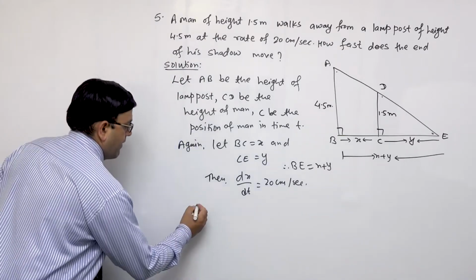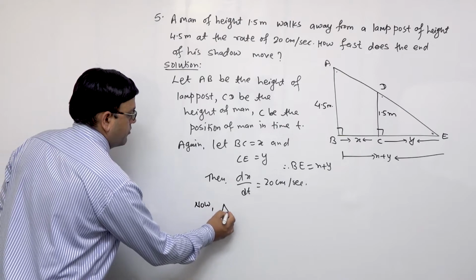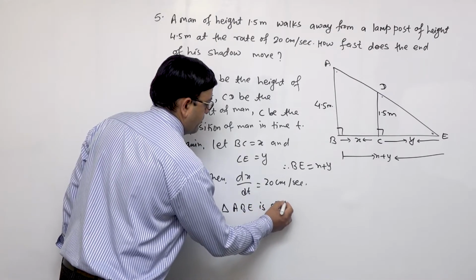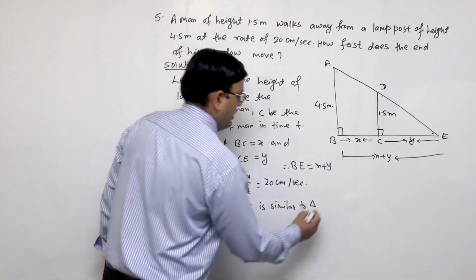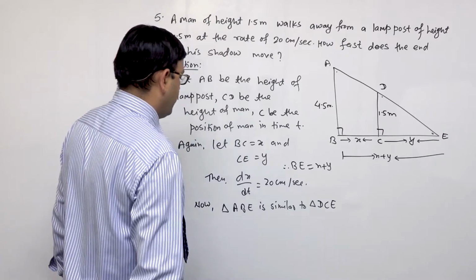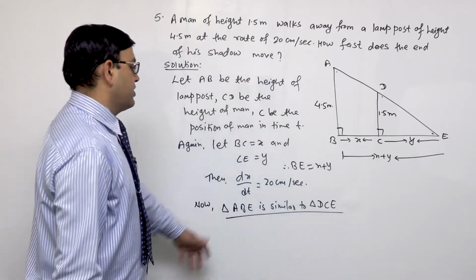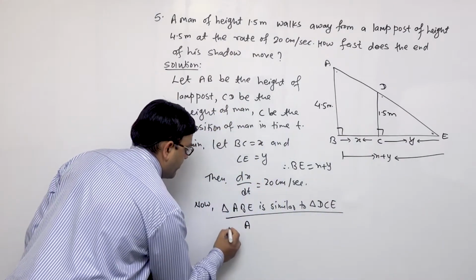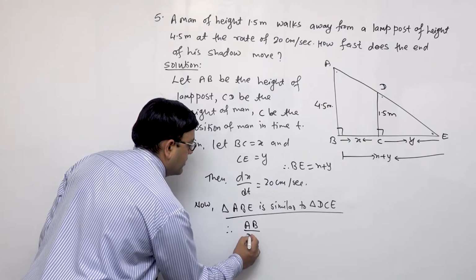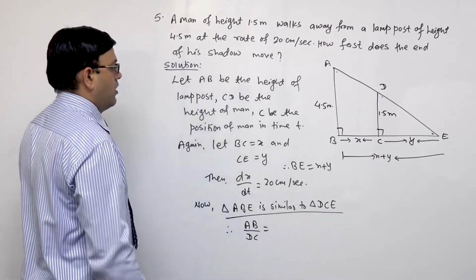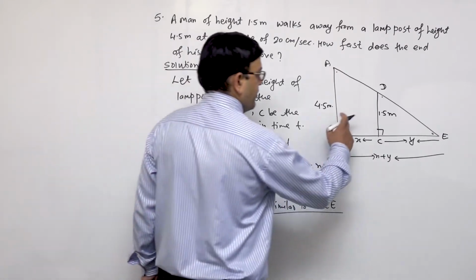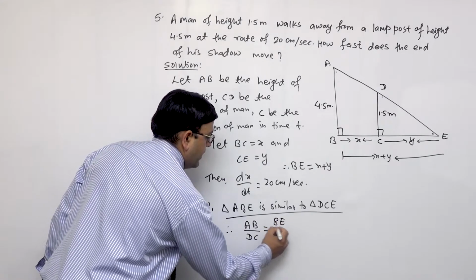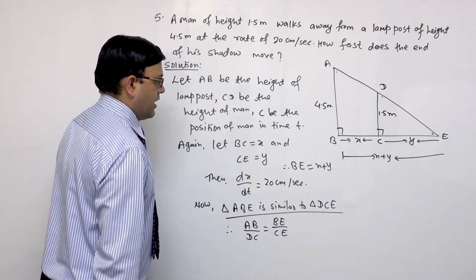So we can write triangle ABE is similar to triangle DCE. If two triangles are similar, then the ratio of their corresponding sides are equal. So AB by DC, or CD, we can write AB by DC is equal to BE by CE.